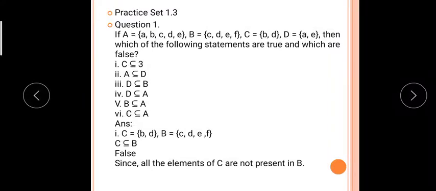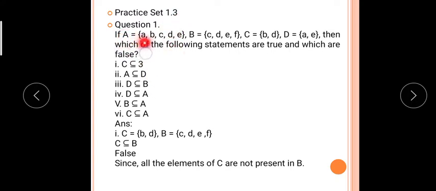Good morning, students. Today I am going to explain to you an example based on the complement of a set, subset, and Venn diagram, which we learned in the last session. Okay, students, now see the first question, which is from practice set 1.3.